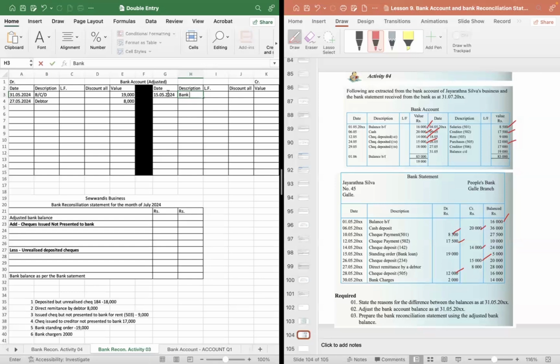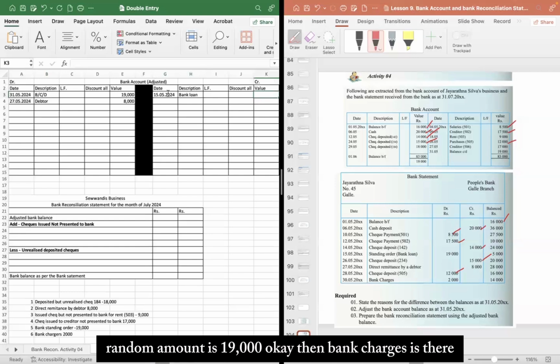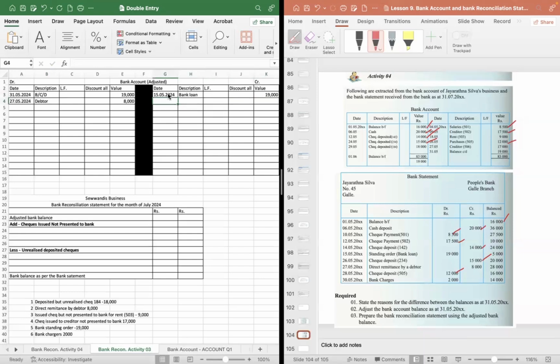Bank loan and amount is 19,000. Okay, then bank charges is there. Bank charges 2,000. Right. ඔන්න අපි දැන් adjusted bank account එක හැදුවා. Right. බලමු වෙන මොනවද මිස් වුණා තියෙනවද කියලා.